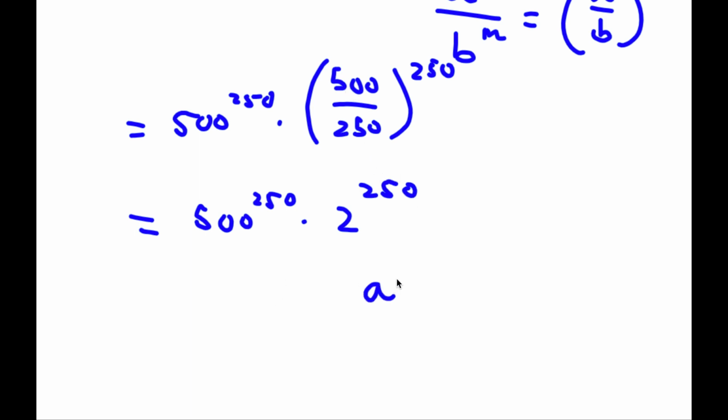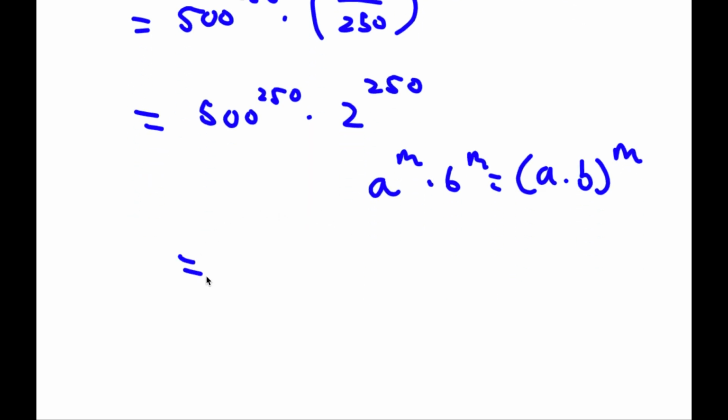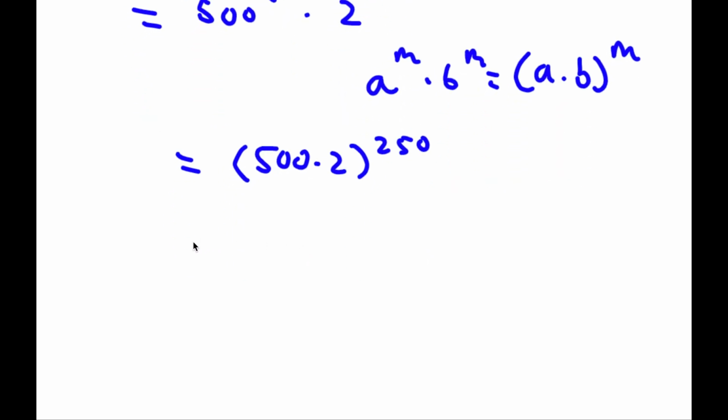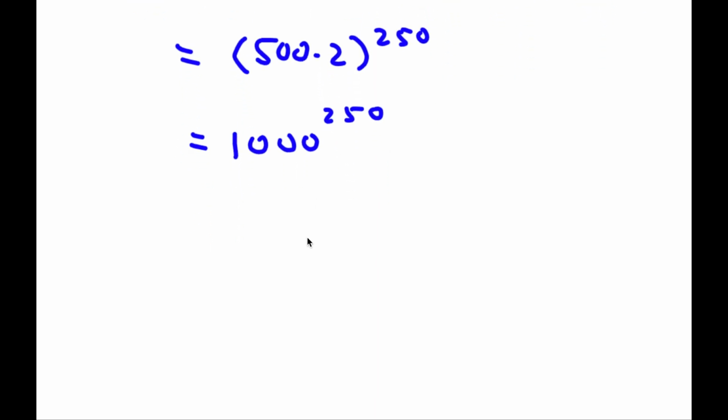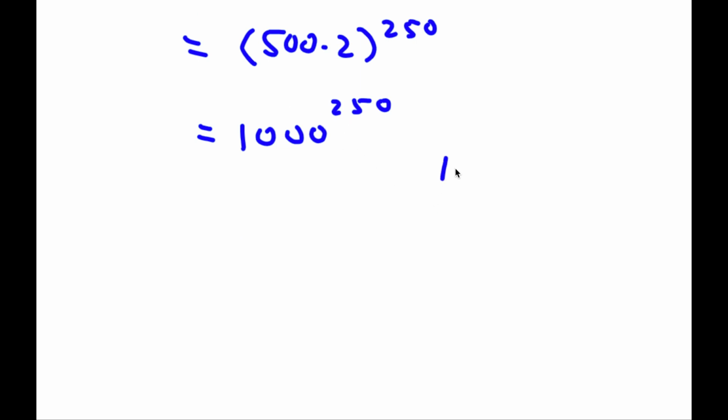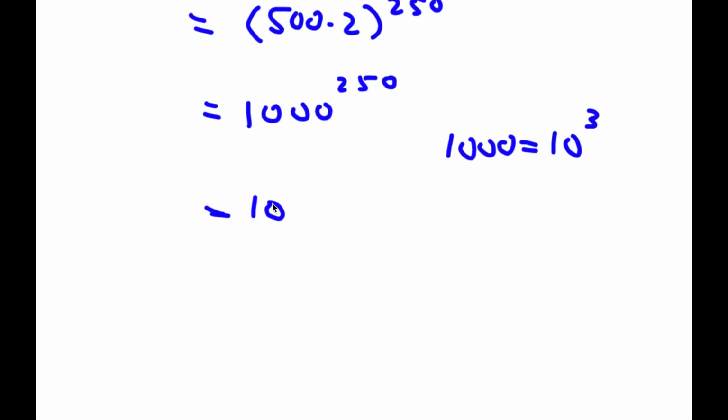Now, if I have something in the form a to the power of m times b to the power of m, this is equal to a times b to the power of m. So 500 to the power of 250 times 2 to the power of 250, this is equal to 500 times 2 to the power of 250. And 500 times 2 is 1,000, so I have 1,000 to the power of 250. Now, we can actually go ahead and simplify this a little. 1,000 is the same thing as 10 to the power of 3. So now I have 10 to the power of 3 to the power of 250.